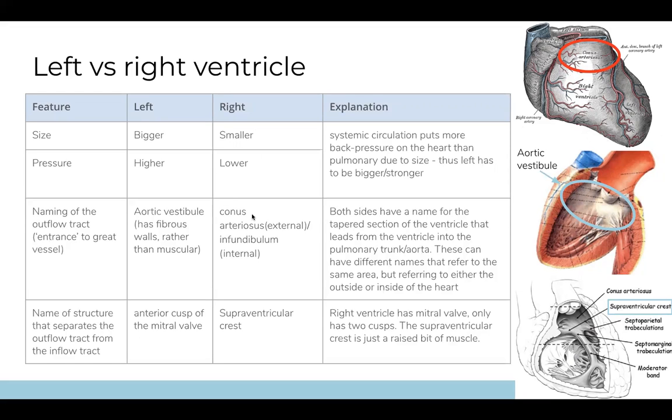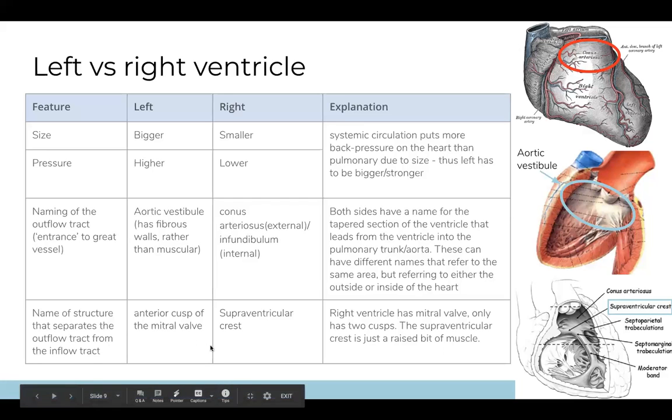On the right side, we have the conus arteriosus. So you can see that on the outside here, the conus arteriosus, and the exact same space on the inside is named the infundibulum. So like the same bit over here. So they call it the conus arteriosus, but it's also called the infundibulum. So if you see these, they're essentially the same thing. Yeah, so it's basically just the tapered bit of the ventricle that leads into the pulmonary trunk.